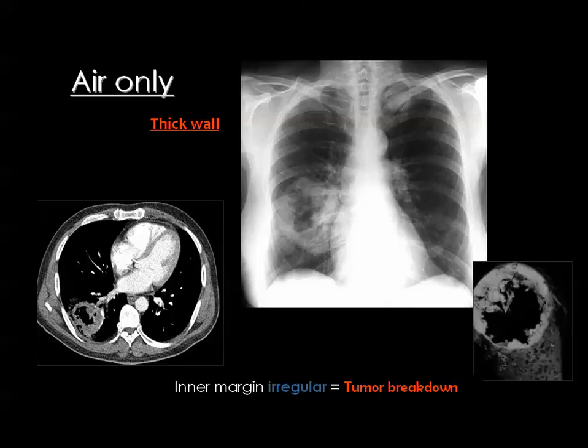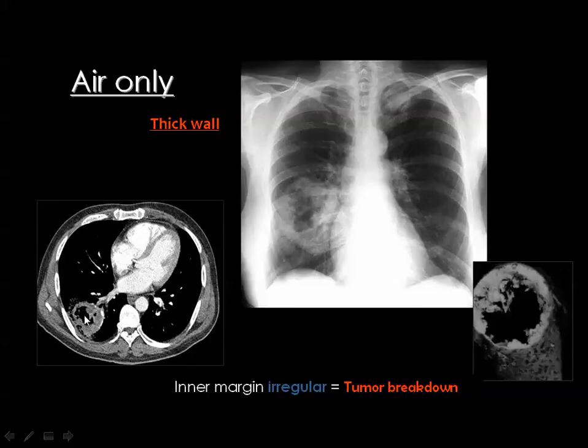What is the second possibility of a thick wall lesion containing air? And this is the cavitating bronchogenic carcinoma, or the tumor with central breakdown. And this is a bronchogenic carcinoma that has developed central necrosis, and the patient has coughed up the tumor shreds. Then you are left with a cavity with thick margin and containing air.